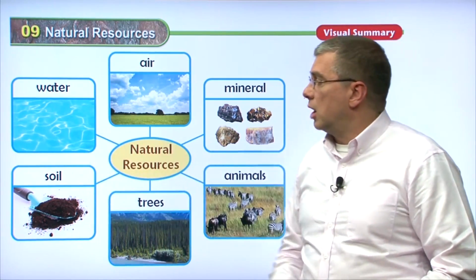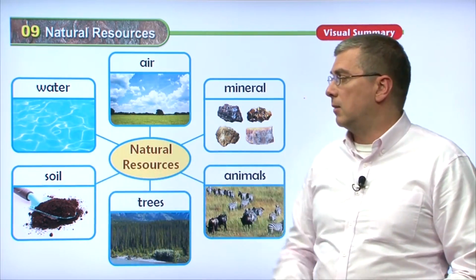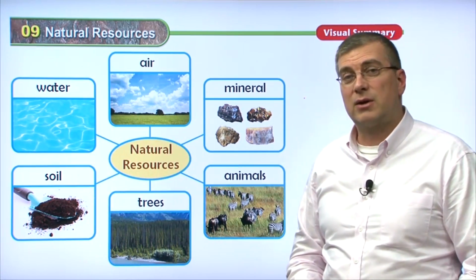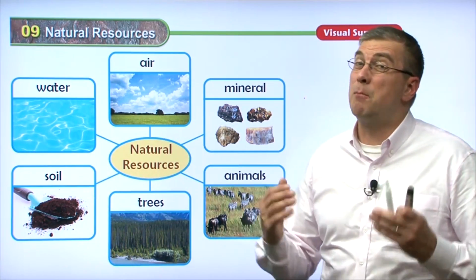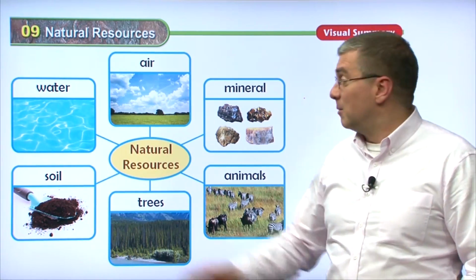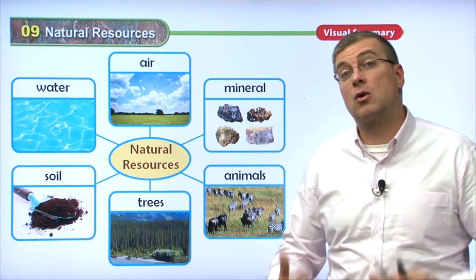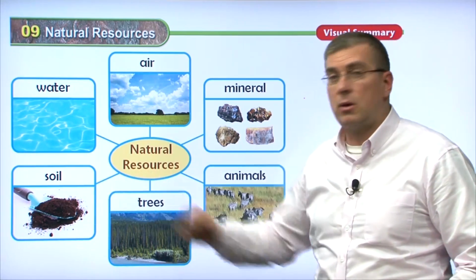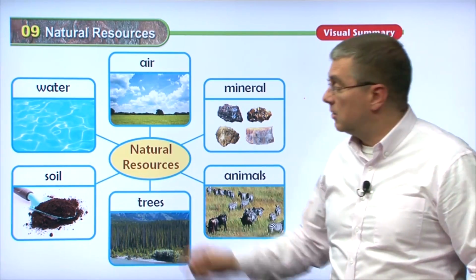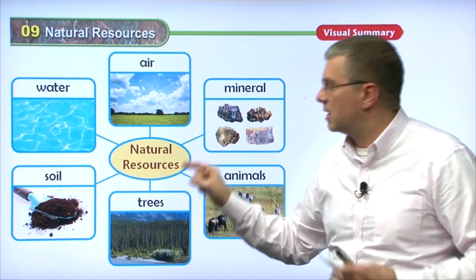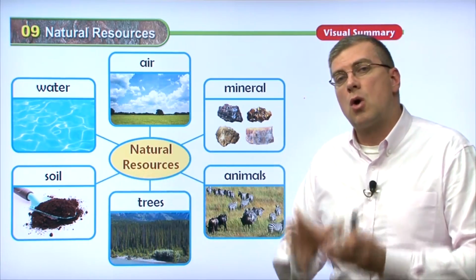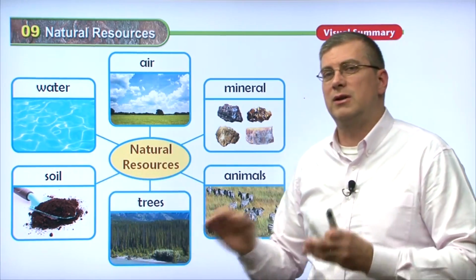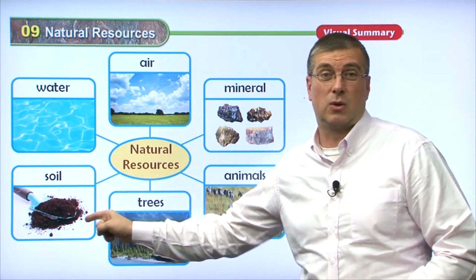The next one on our chart is soil. We talked about that in a previous lesson. But soil, of course, is another type of natural resource, a very important natural resource, right? Because without soil, we can't grow plants that we eat, right? If you like to eat tomatoes, you need soil. If you like to eat corn, you need soil. You don't have to eat soil. You need soil because we grow these types of plants in soil. So soil is a very important natural resource, and we have to protect soil.